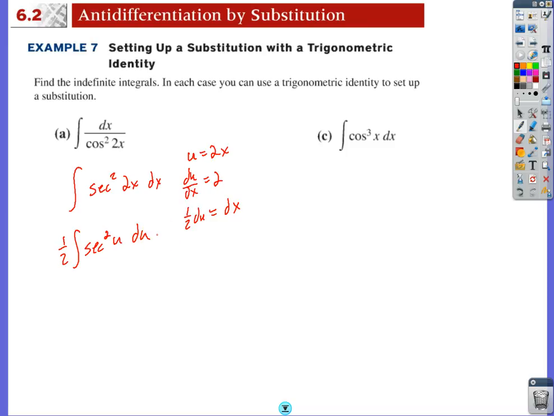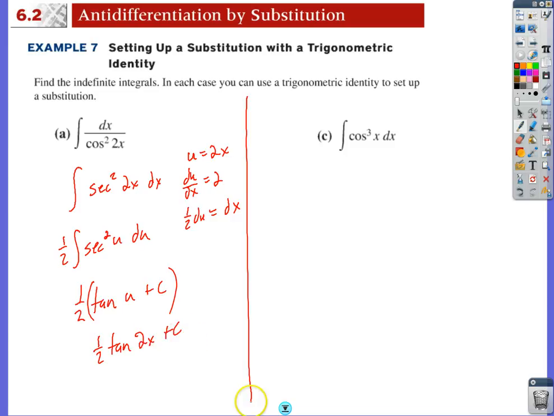And then I say, well, what function when I take the derivative gives me secant squared? Tangent. So this is 1/2 of tangent u plus c. And again, when I multiply everything out, it's just going to be 1/2 tangent. The u is going to be 2x, the c is still c. And there I am.